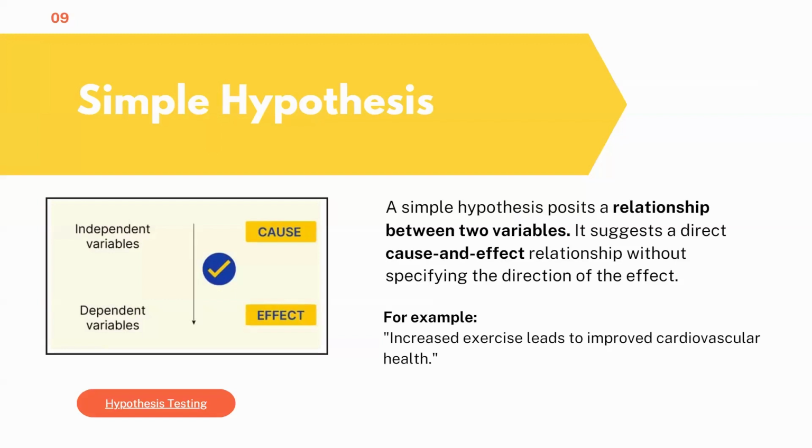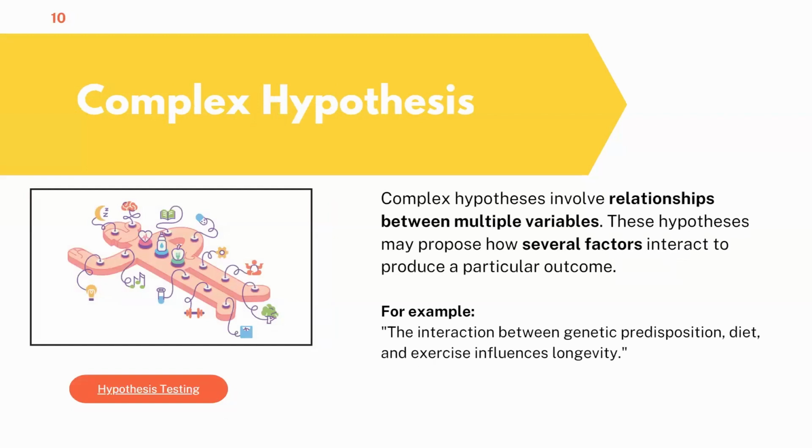For example, increased exercise leads to improved health. So here, exercise is the independent variable and health is the dependent variable. This kind of hypothesis is straightforward and easy to test. The second one is the complex hypothesis. This type of hypothesis is a bit more advanced because it involves multiple variables. It explains how several factors work together or interact to influence a specific outcome.